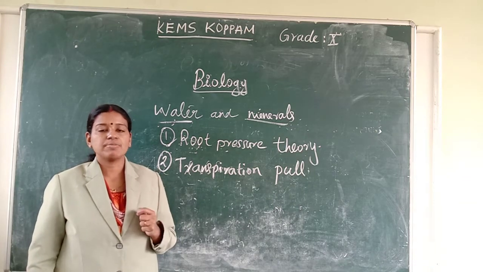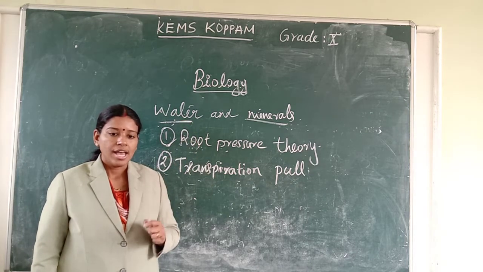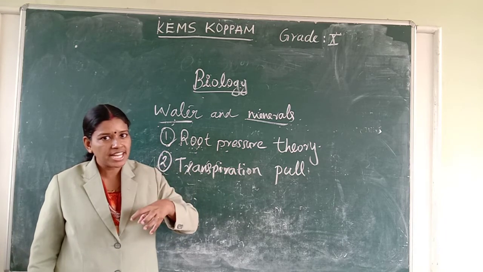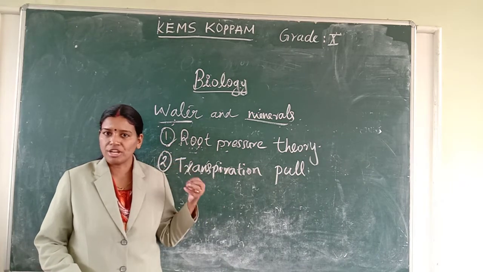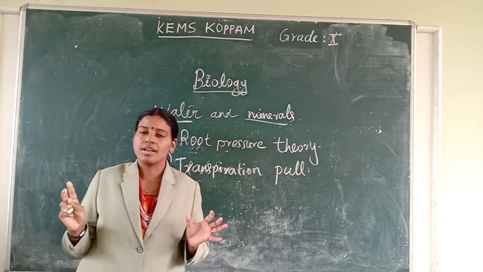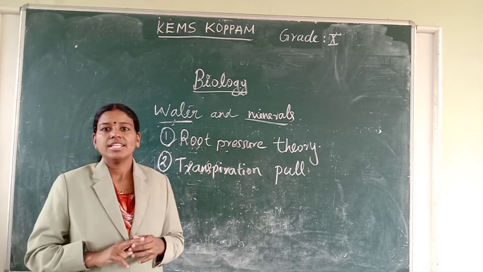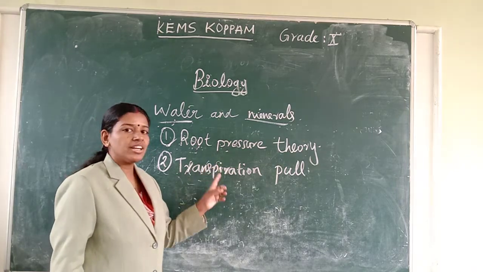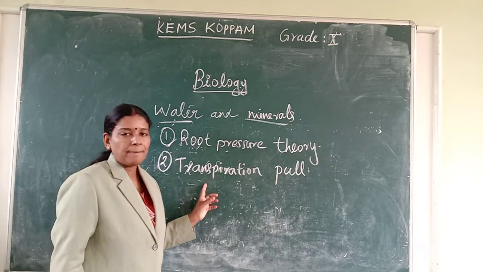At the time of transpiration, when the plant is losing water through its stomata, a pull or suction, a pressure difference, is created inside the xylem vessel which pulls water from the soil to the plant body, and by the same pressure this water is transported to the complete tree. Whether it's a big tree, it is transported like this. This is called transpiration pull. So these are the two theories by which water and minerals are transported throughout the plant body.